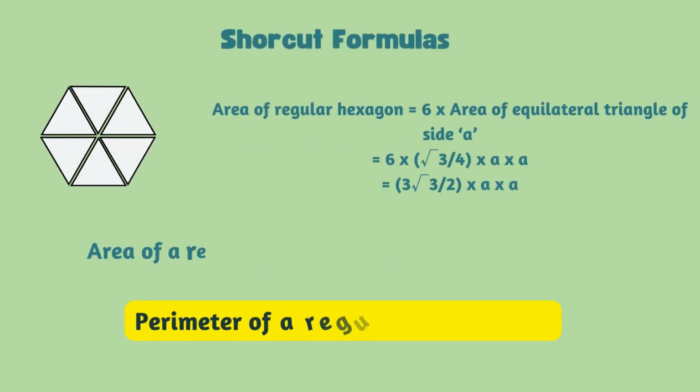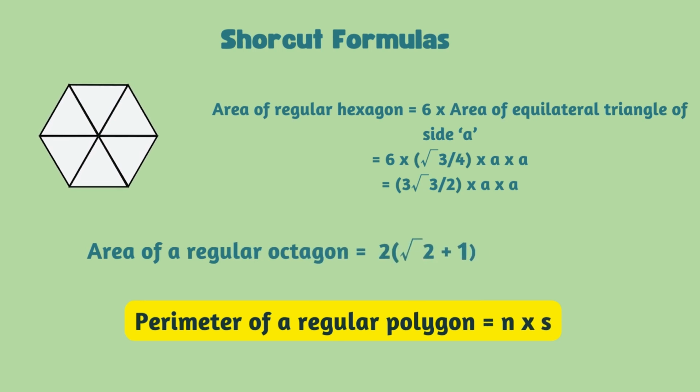Now we have some shortcut formulas which you can use directly. First is area of regular hexagon. It is given by 6 into area of equilateral triangle of side a, because a regular hexagon is made up of 6 equilateral triangles when its vertices are joined to the center. Next, area of regular octagon is given by 2 into (root 2 plus 1) into side square, and perimeter of a polygon is given by n into s.